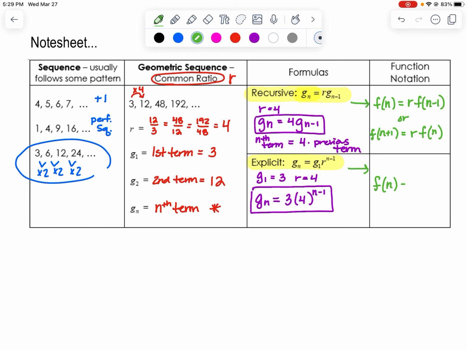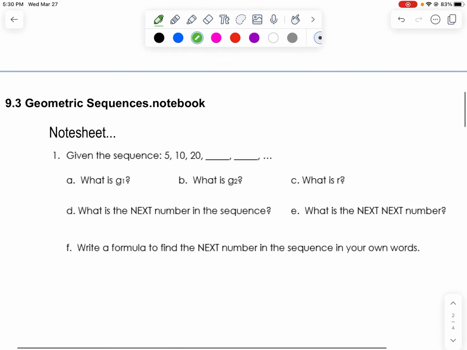So f of n is 3 times 4 to the n minus 1. And we're just writing that in function notation. Function notation just means we're going to call it f of n or f of n plus 1. Okay, let's do some examples.